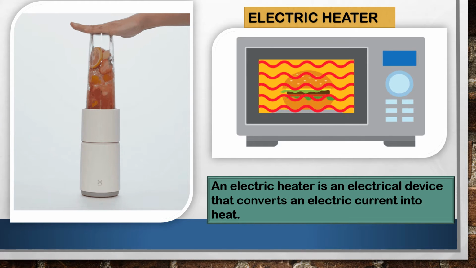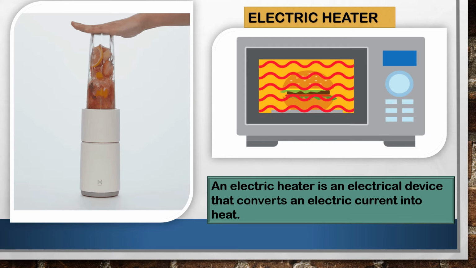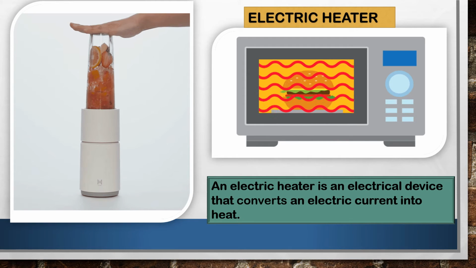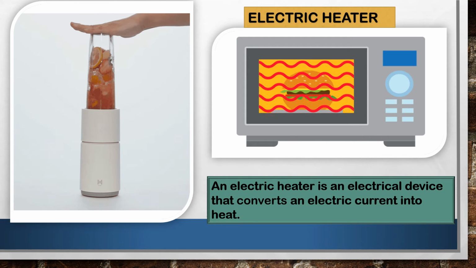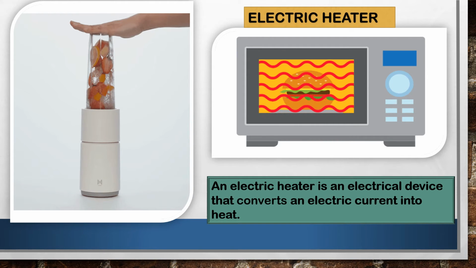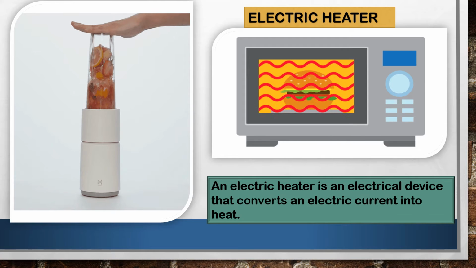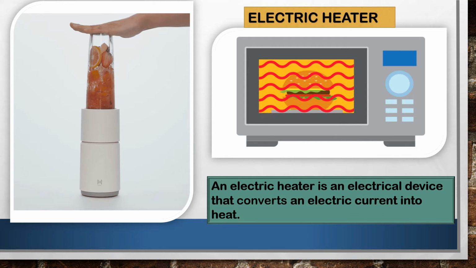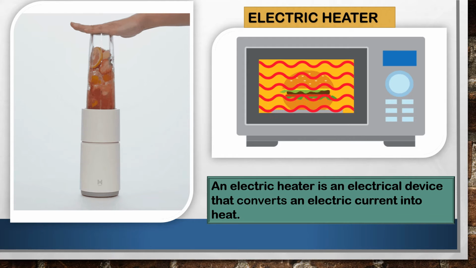The principle of heating effect of electric current is applied in the devices used in our daily life, such as electric bulb, electric heater, electric iron, etc. Here we are first discussing about electric heater. An electric heater is an electrical device that converts an electric current into heat.